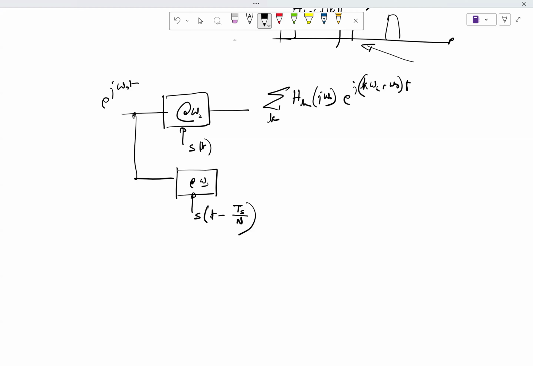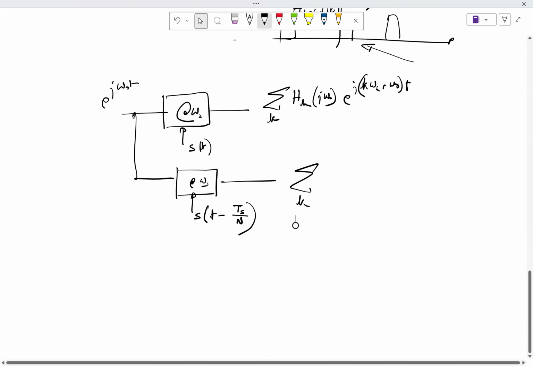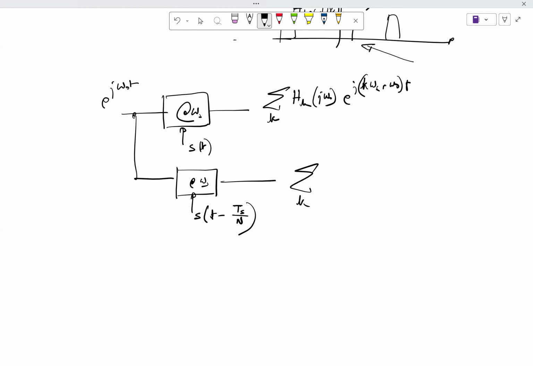Okay, fine. So what am I going to get as output? Will H_k(j omega) change? Let me break this down, right? So what did we get here? Here I got e^(j k omega s t). This was multiplied by e^(j omega naught t). Correct?